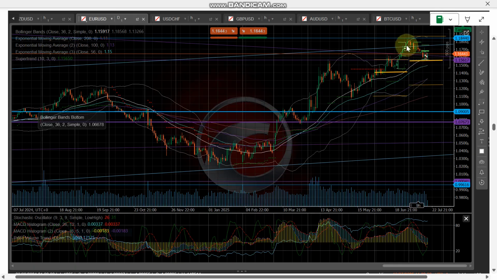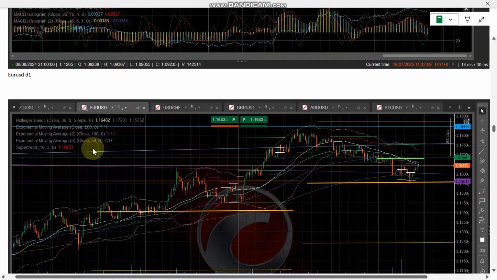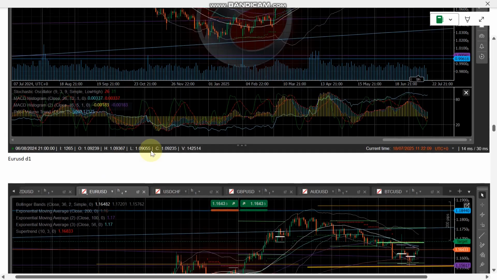Euro USD daily touch at the midline of the daily Bollinger Band, and then want to go up. That's what I think, but the MACD said down. Let's say Euro USD still.